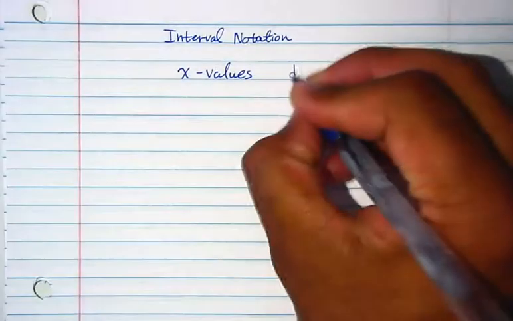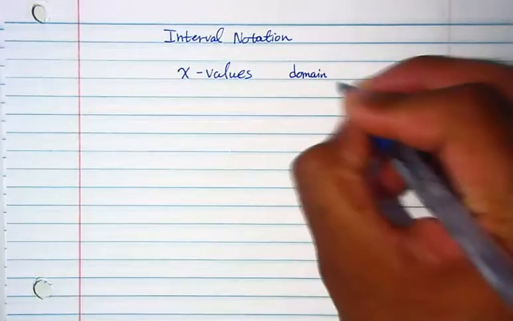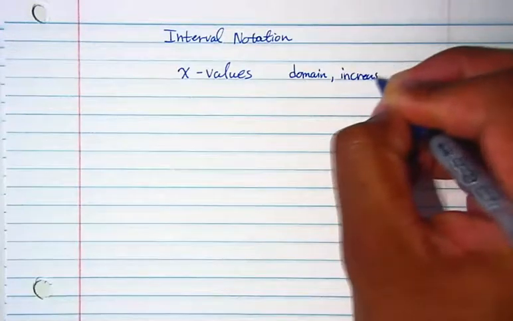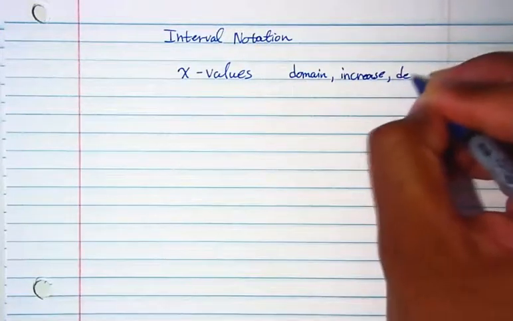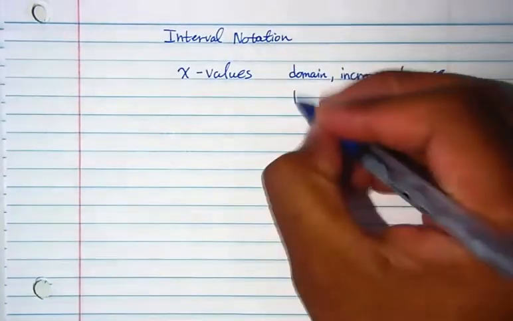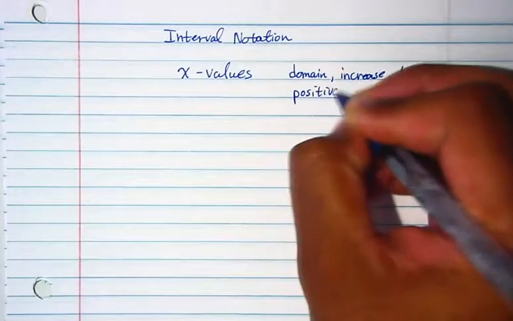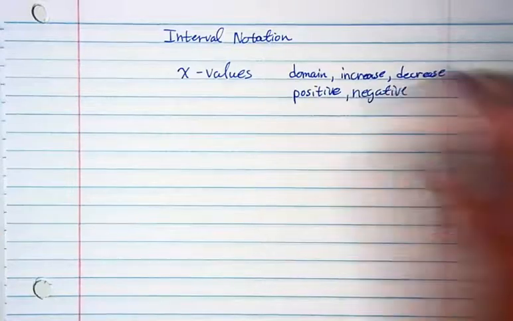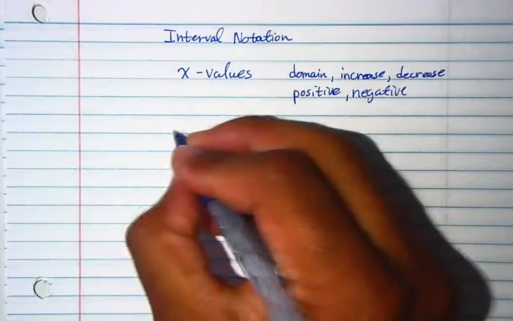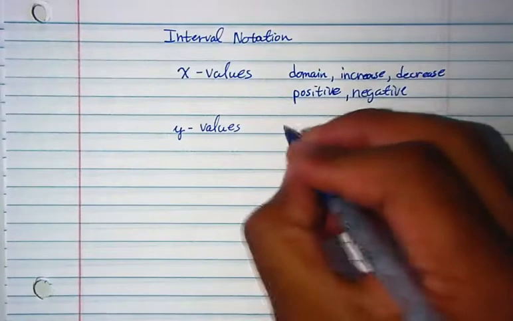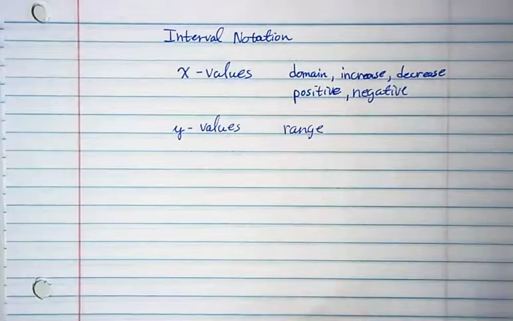I'll just write this over here. This is going to deal with our domain, our intervals for increase, decrease, pretty much all that stuff. Increase, decrease, positive, negative, etc. When it comes to the y values, this is going to be dealing with like our range. So with it, it's going to be important that we know how to write these things in interval notation correctly.